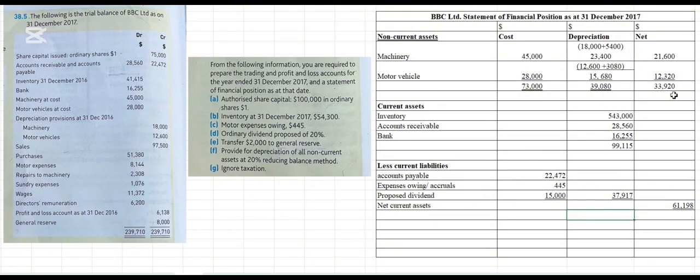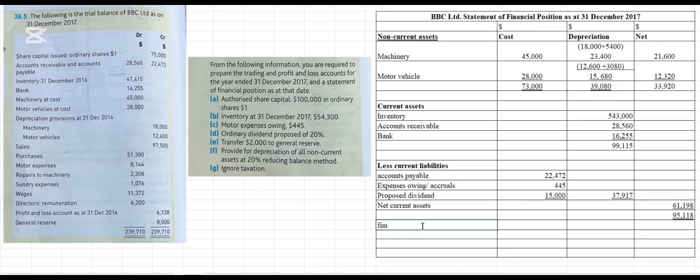So our non-current assets figure plus our net current assets figure will give us a working capital of $95,118. So this is the capital that the business is using for its everyday transactions.